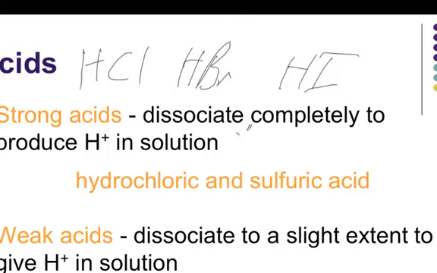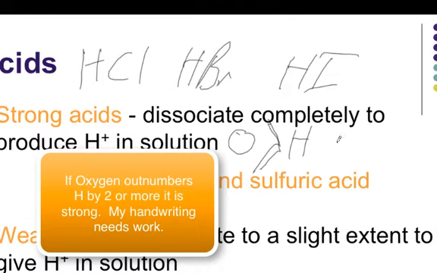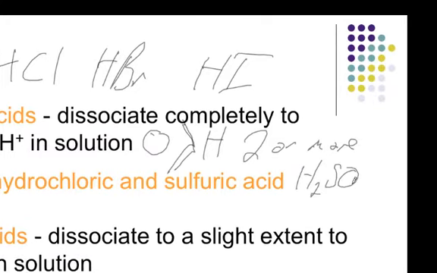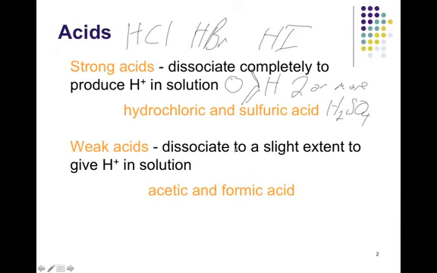The other rule you need to know is if the oxygens outnumber the hydrogens, that means greater than, by 2 or more, then it is strong. So for example, H2SO4, sulfuric acid: the oxygens outnumber the hydrogens by 2 or more, so it is a strong acid. Weak acids are going to be all the other ones. Acetic acid, formic acid, phosphoric acid, H3PO4 would not be strong simply because the oxygens don't outnumber the hydrogens by 2 or more.